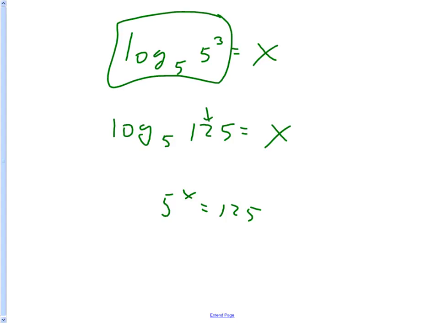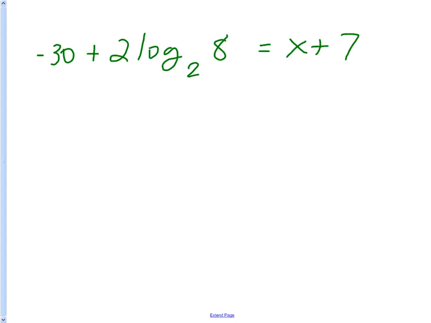All right, moving on. There's big, long, nasty kinds of logs that sometimes are hard and sometimes they're easy. Let's say it was negative 30 plus 2 log, and they often don't have parentheses there, so I need to get used to that. Let's say 2 log, that means 2 times, log base 3 of, let's say log base 2 of 8 equals x plus 7. Is this a really hard or really easy one? Why is it easy? It looks hard. It's a lot of parts.